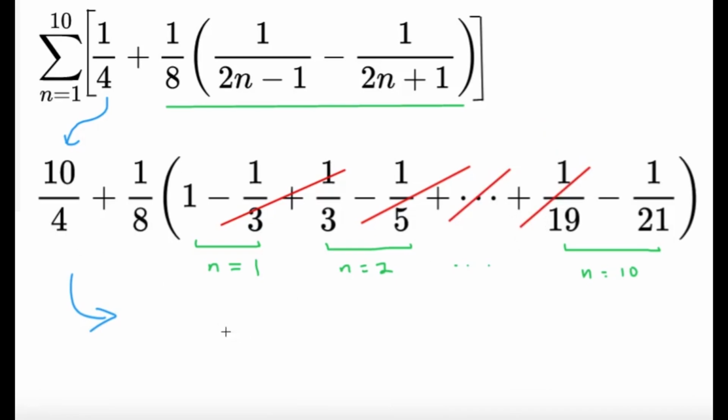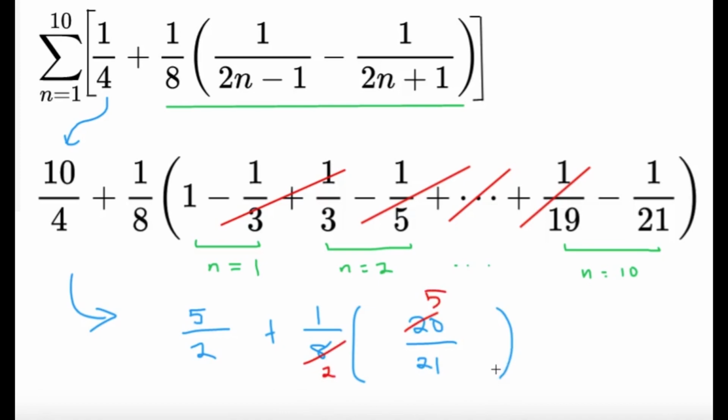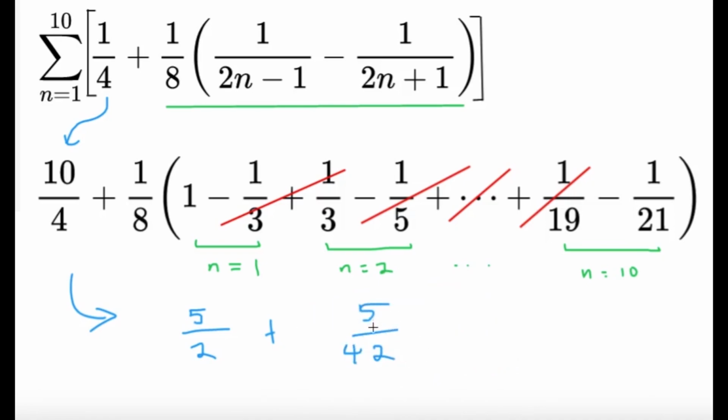So the 10/4 we can write as 5/2 in lowest terms, and then plus 1/8. And then whatever remains in the parenthesis is just 1 minus 1/21. Now we can do some simplifications here. 1 minus 1/21 is going to be equal to 20/21. Then we can make some nice cancellations here. The 8 and the 20 cancel nicely. That's going to be equal to 5/2 times 21, which is 5/42.